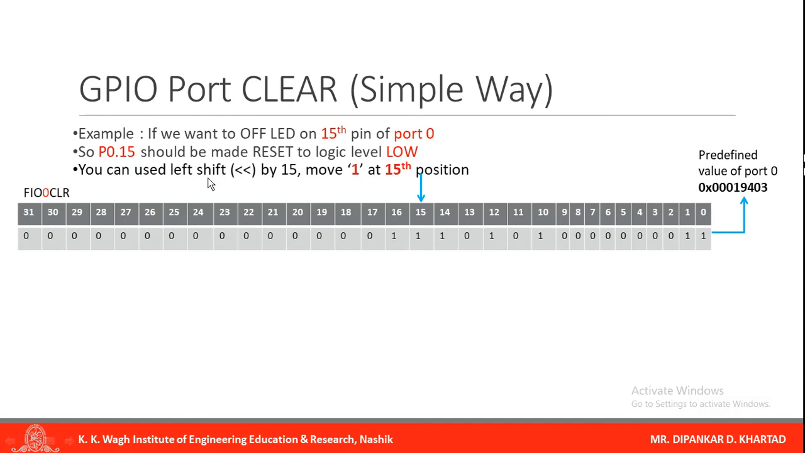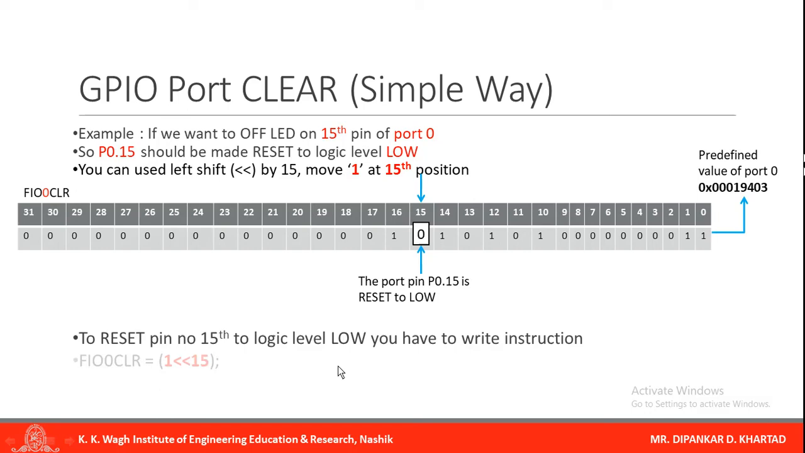So you can use left shift by 15 and move 1 to the 15th position. I am writing move 1. Why? Because it is the FIO clear register. So we have to move 1 to the 15th position. After moving 1 to the 15th position, this bit will be cleared. Previously it was set, now it is clear. The port pin is reset to low. So how will you write the instruction? You have to write FIO0 clear equals 1 left shifted by 15. So that will clear the 15th position.